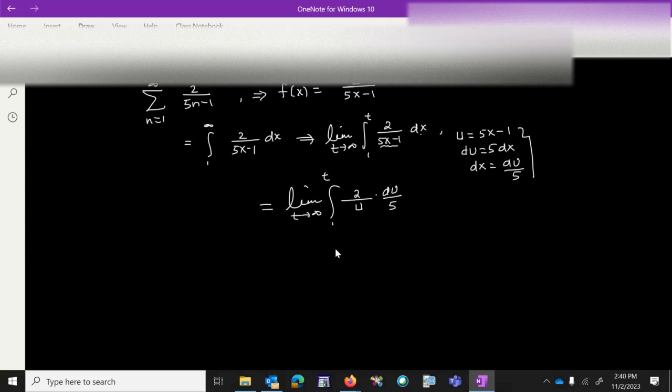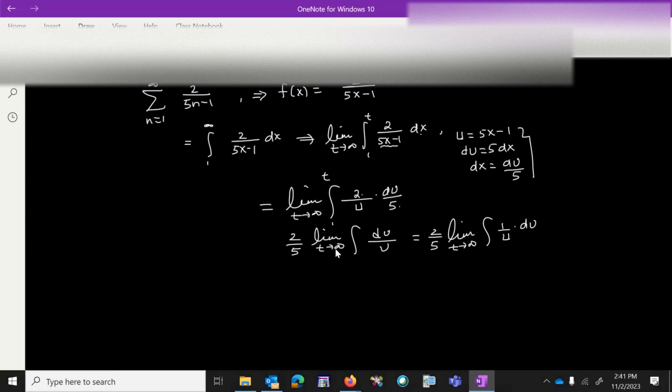Now look at this. I have 2 in the numerator and 5 in the denominator, so I'm going to take them out of the limit. That means 2 over 5 can be brought to the front. Then I have to deal with the limit as t approaches infinity of the integral of du over u. So I can rewrite this as 2 over 5 times the limit as t approaches infinity of the integral of 1 over u du.